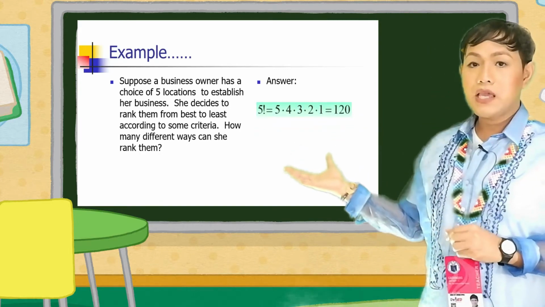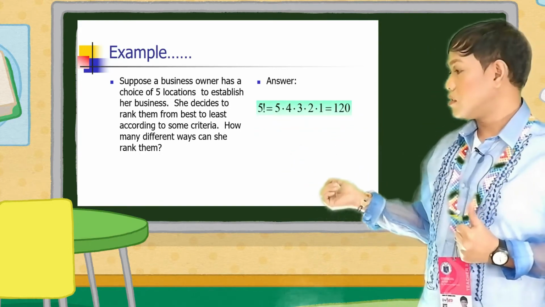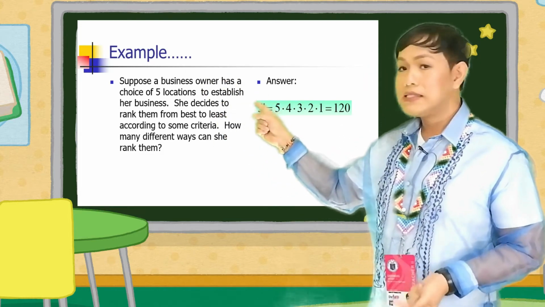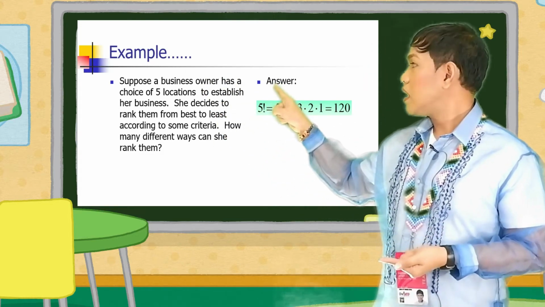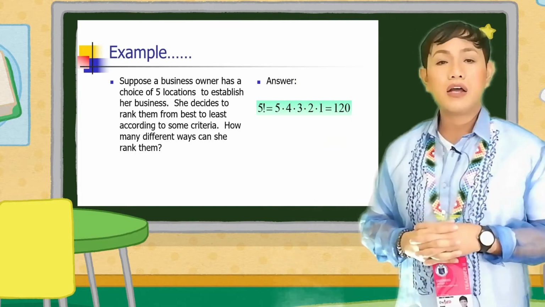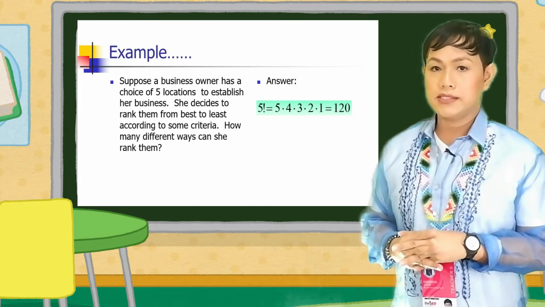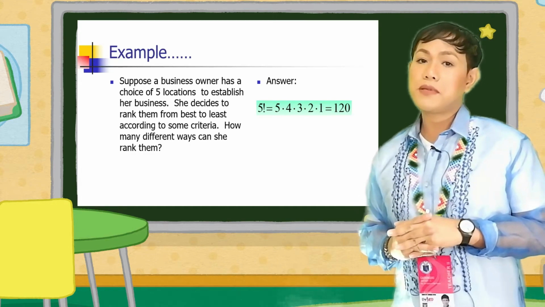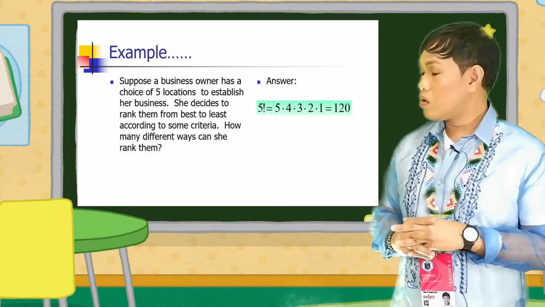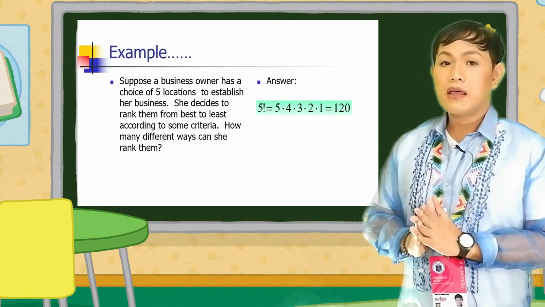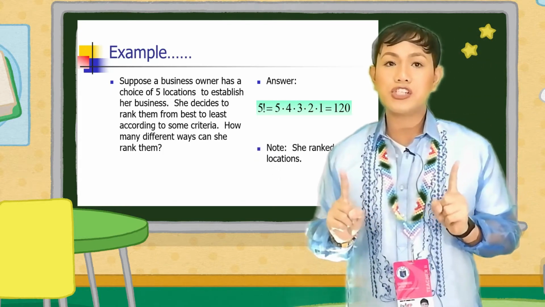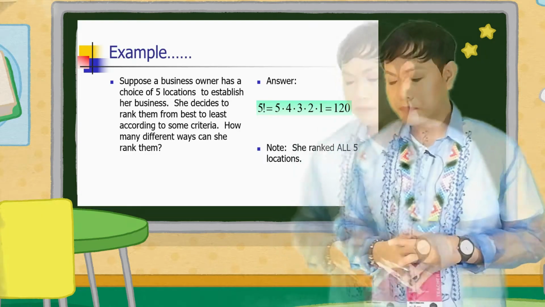Our answer, using the factorial notation, is 5 factorial equals 5 times 4 times 3 times 2 times 1, and that is equal to 120 ways. So our answer would be, there are 120 different ways for her or him to rank those 5 locations. Note that he or she ranked all of them.